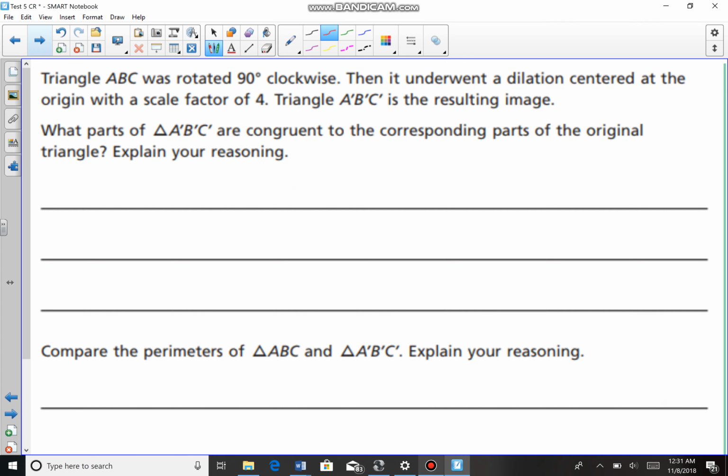Next question. Triangle ABC was rotated 90 degrees clockwise, then it underwent a dilation centered at the origin with a scale factor of 4. Triangle ABC prime is the resulting image. So the things I want to annotate would be ABC, remembering that that was my first pre-image. It was rotated 90 degrees clockwise, so that means one turn to the right. Then it underwent a dilation centered at the origin with a scale factor of 4, which tells me to multiply by 4 to get the resulting image, the second image, triangle ABC prime.